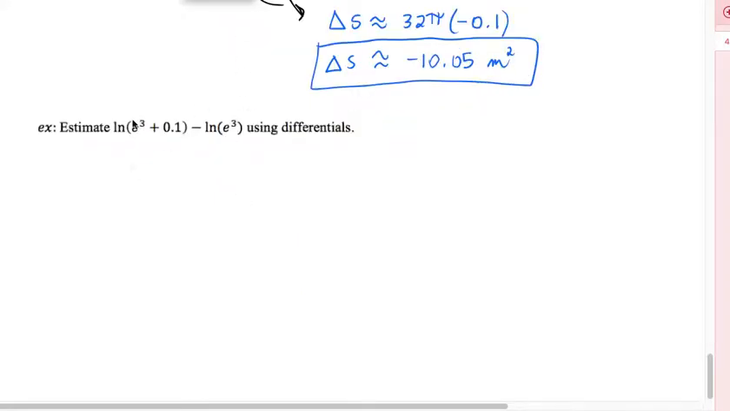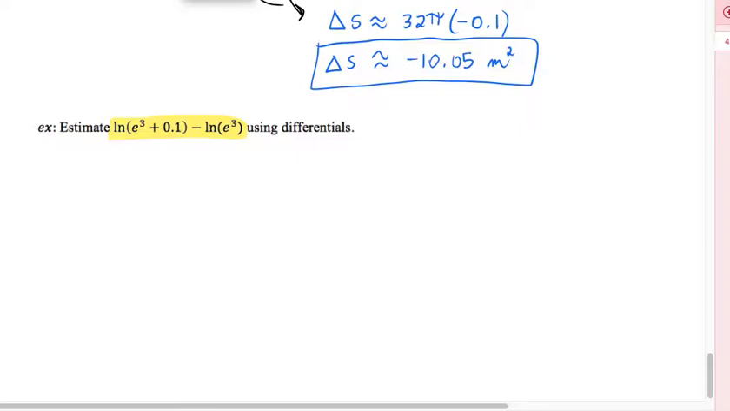And in this last example, we're going to approximate the value of this complex looking expression, we'll simplify it quite a bit, using differentials. So we're going to approximate the value of natural log of e cubed plus 0.1 minus the natural log of e cubed.